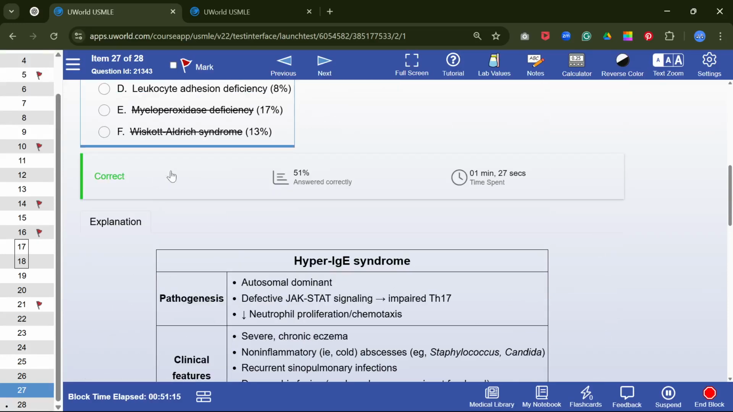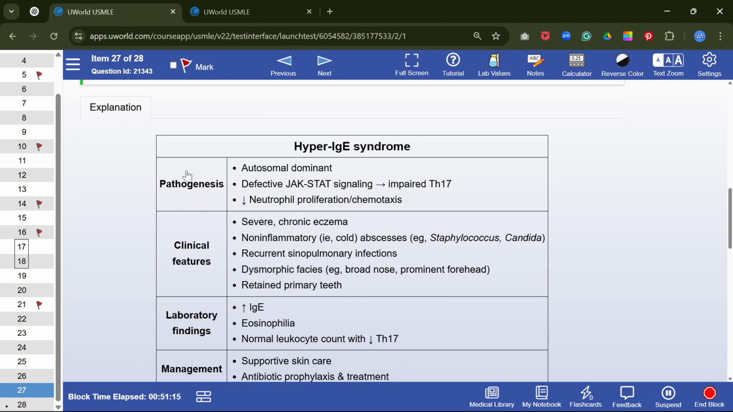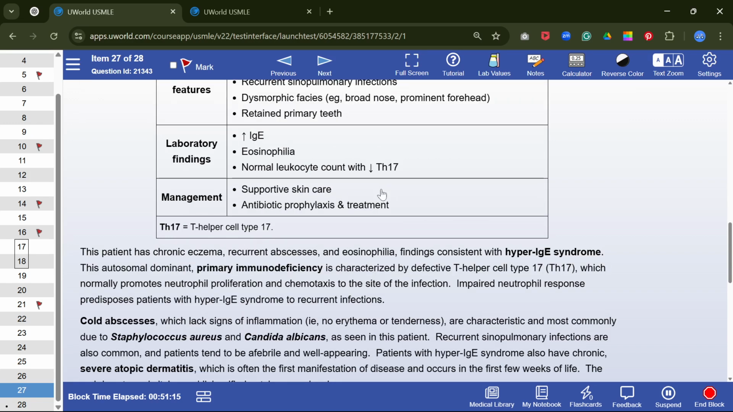Hyper IgE syndrome, or Job syndrome, is autosomal dominant. Defective JAK-STAT signaling pathway, impaired T helper 17, decreased neutrophil proliferation and chemotaxis, severe chronic eczema, non-inflammatory cold abscesses, Staphylococcus, Candida, recurrent sinopulmonary infections, dysmorphic faces, a broad nose, a prominent forehead, and retained primary teeth. Increased IgE level, increased eosinophilia, normal leukocyte count, decreased T helper abundance. Treatment is supportive care and antibiotic prophylaxis.